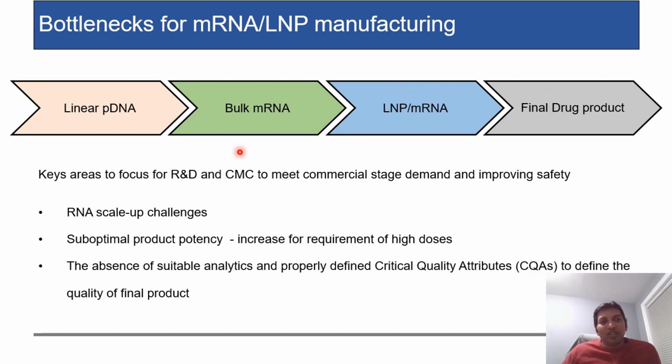So the key areas R&D and CMC have focused on to meet the commercial demand and improve safety were one of the biggest challenges. RNA scale up challenges were always there. And again, the product potency was also suboptimal, so sometimes you might need higher doses to get efficacy. And the other thing is the challenge of analytics available to define this product in the right way, and defining critical quality attributes to define the final quality of the product is always a challenge.